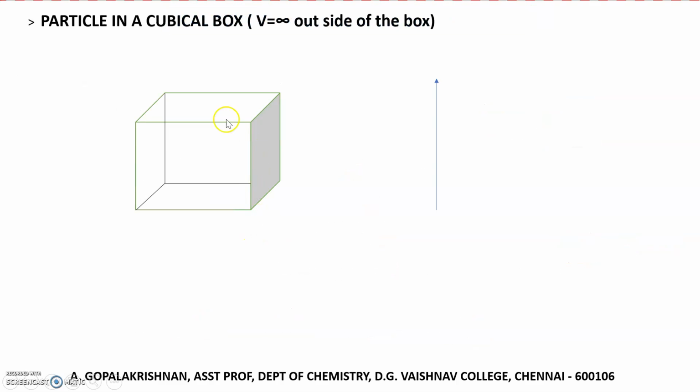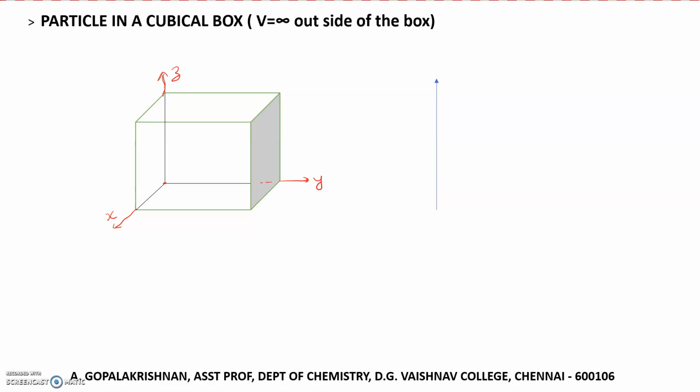So here I am going to take a particle in a cubical box very specifically, where the potential energy is infinite outside the box. Why am I choosing this condition? Because I want the particle to be inside the box only. It should not escape out. So I have a cubical box here. Let's take this corner as origin, and I'll take this axis as the x-axis, this axis as Y, and I'll fix this as the Z axis.